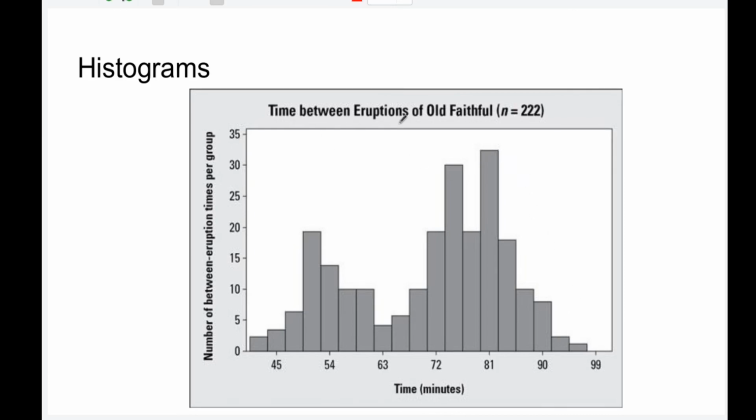Here we have time between eruptions of Old Faithful, a famous geyser in Yellowstone National Park, and we have 222 eruptions represented in this collection of data. We can see that there are quite a lot of eruptions that occur with a mean or average time around 80 minutes, around an hour and 20 minutes, and quite a lot of eruptions that also have a mean time around 50 minutes. So there seem to be 2 kinds of eruption that occur with Old Faithful, and further investigation might reveal something about that in some of our investigations later in the course.